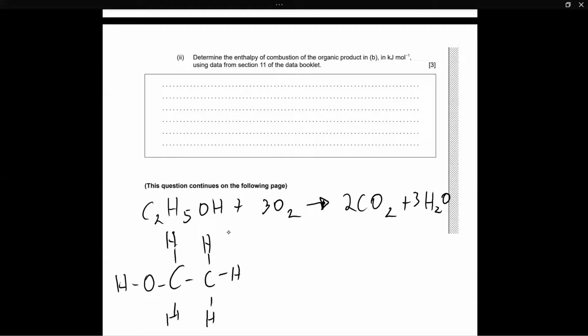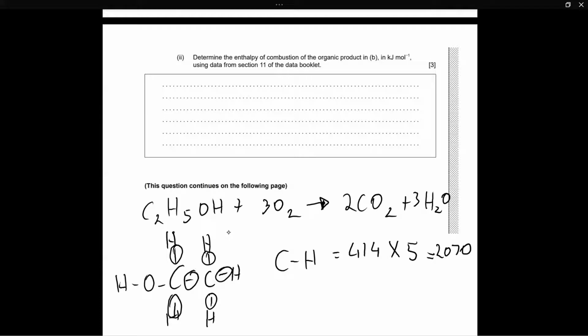So you can see that you have 1, 2, 3, 4, 5 C to H bonds. You have 5 of them. And if you look at your data booklet, the bond enthalpy for a carbon to hydrogen bond is 414 kilojoules per mole. And since you have 5 of them, you multiply this by 5. And this gives you a total bond enthalpy of 2070.